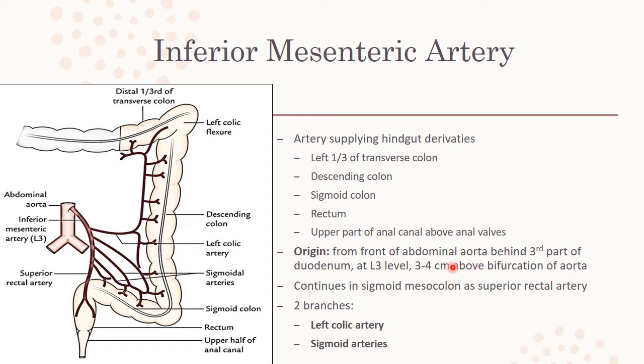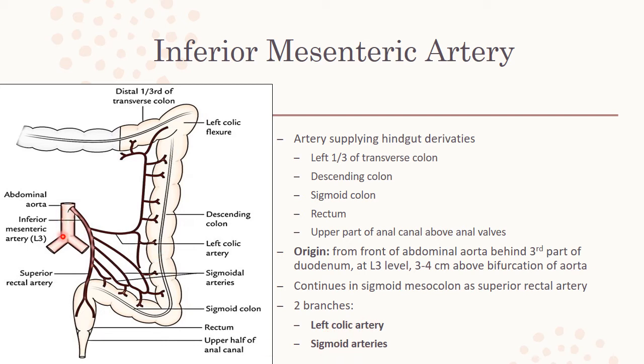So we have the celiac trunk coming at the level of T12, we have the superior mesenteric artery coming off at the level of L1, and finally the inferior mesenteric artery coming off at the level of L3 vertebra. It continues in the sigmoid mesocolon as the superior rectal artery, and it only gives off two branches, the left colic artery and the sigmoidal arteries.